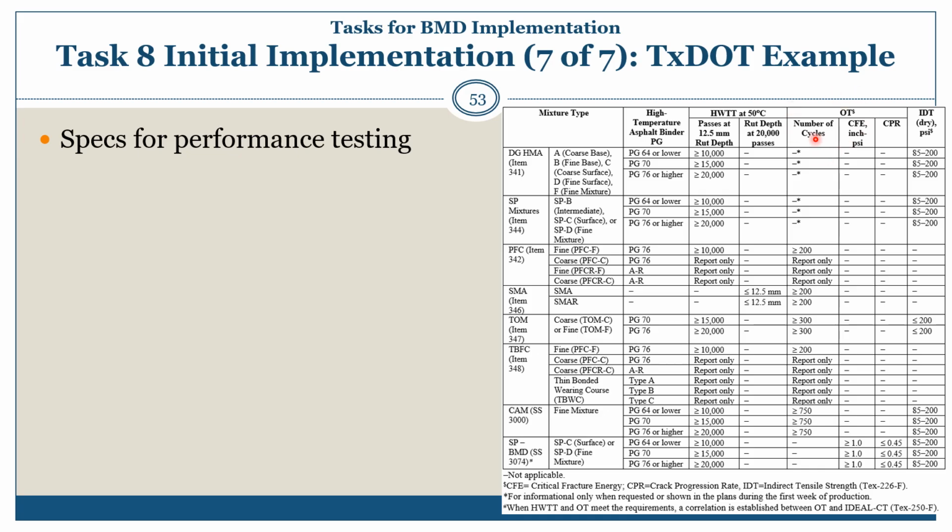early on, the minimum number of cycles to failure was the test requirement. With the work on the Superpave dense graded asphalt mixtures and the balanced mix design for those mixes, they were able to go back through the historical data and establish two new test parameters, the CFE, the critical fracture energy, and the CPR, the crack propagation rate. And those are the ones that you see over here, and that's why you don't see a minimum number of cycles to failure.